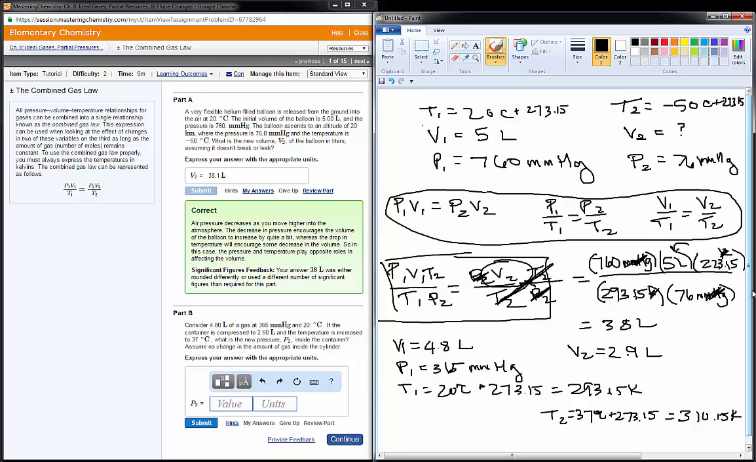Okay. So set up the same way. If P1 V1 over T1 equals P2 V2 over T2, we need to get P2 by itself. So I'm going to divide by V2 and multiply by T2. So I get P2 by itself. More space here.